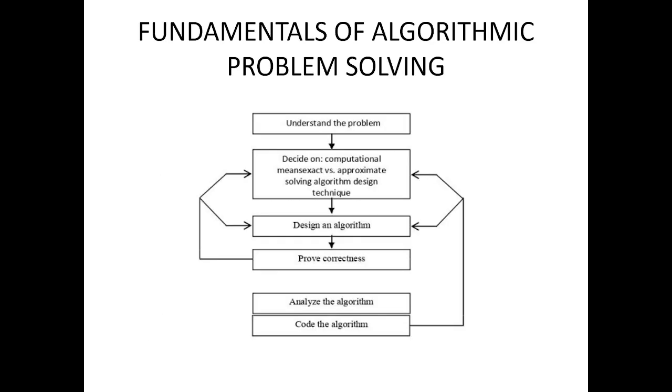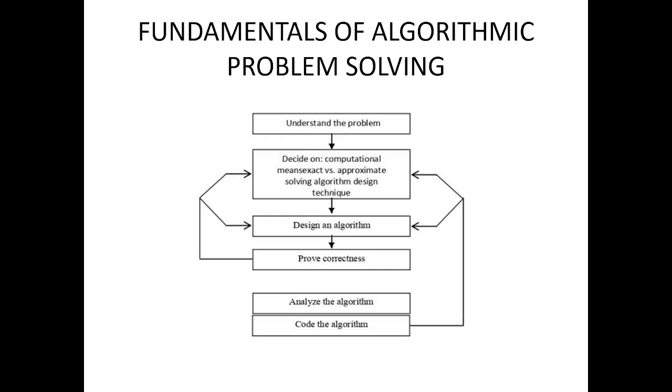Then these are the fundamentals of algorithmic problem solving. How will the algorithm be discussed here? First, we have to understand the problem. This is nothing but phase one of software engineering. The basic step is requirement analysis and design. The next step is deciding how to solve the problem by computational means, either an exact or an approximate method, and based on that technique we have to design an algorithm.